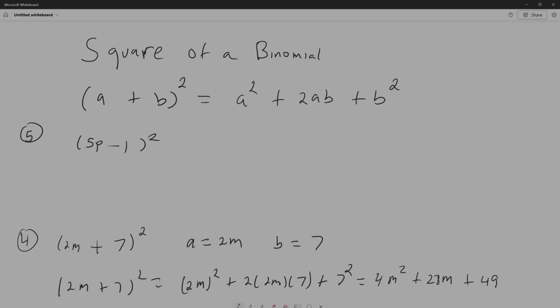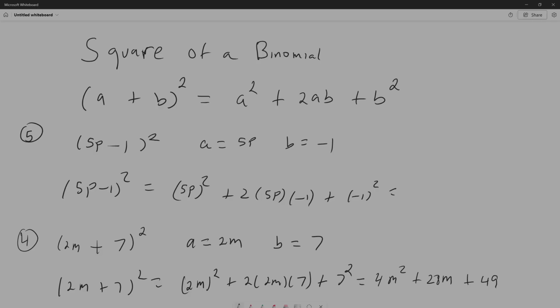Okay, so let's go to exercise number 5, our last example. So let's identify what is a and b. A in this case is going to be equal to 5p, and b is going to be equal to -1. Okay, so we're doing 5p minus 1 squared. So a squared is equal to 5p squared plus 2 times a, which is 5p, times b, which is -1, plus b squared, so that's -1 squared. Now we're going to do the final calculation.